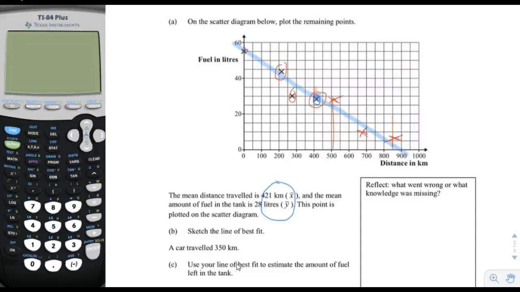So we've sketched the line of best fit. Then it says a car travels 350 kilometers. And so then we're here. And then we go up until we hit the line. And then we're going to go left.